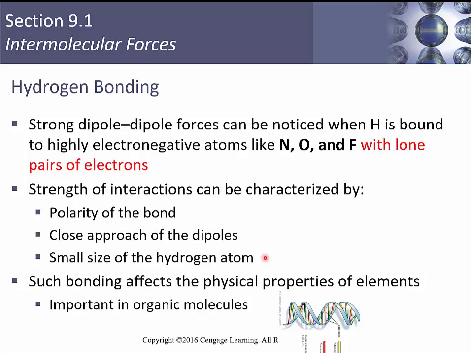Such bonding affects physical properties of elements, and it is hugely important in organic molecules, such as DNA. A lot of protein folding is going to depend on hydrogen bonding. A lot of enzyme mechanisms are going to depend on the shape of that enzymatic pocket and how whatever the substrate is going to fit in there. And oftentimes that's going to be controlled by hydrogen bonding.